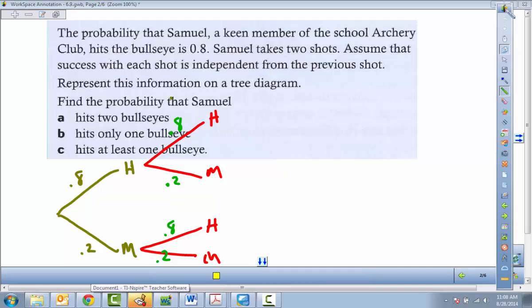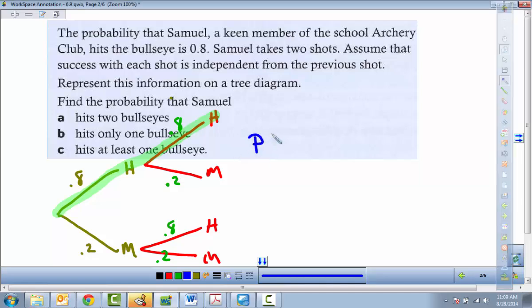So what's the probability that he hits 2 bullseyes? Well, let's look at the path that we would take for that. That path is the only way that he could get 2 bullseyes. So probability of 2 bullseyes, in other words, probability of a hit and a hit, well, that is going to be 0.8 times 0.8, better known to us as 0.64.